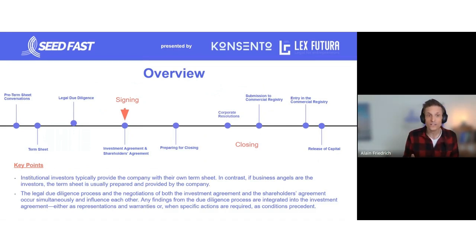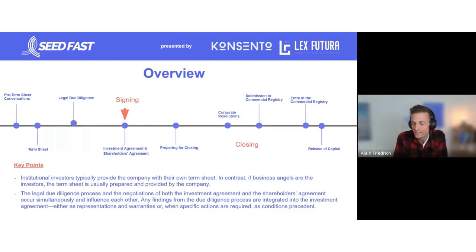The other work stream is the preparation and negotiation of the shareholders agreement and the investment agreement. You might have heard the two terms, particularly the shareholders agreement. That's an agreement among the shareholders, the investor, and the company. What the common terms of the shareholders agreement are, we're going to talk about in one of the next webinars. The investment agreement is basically a purchase contract.